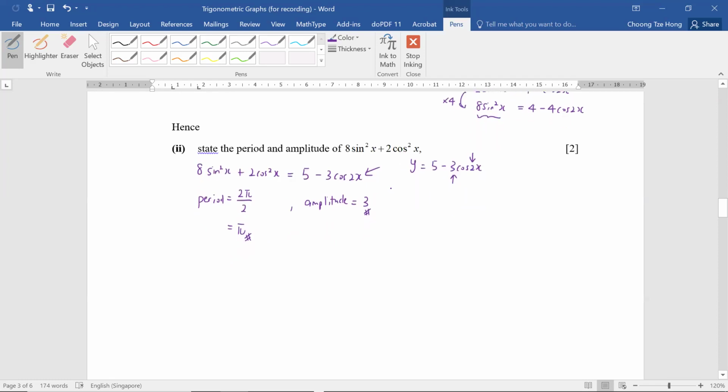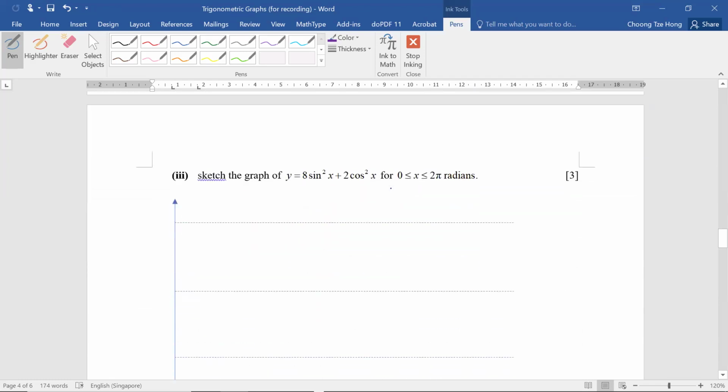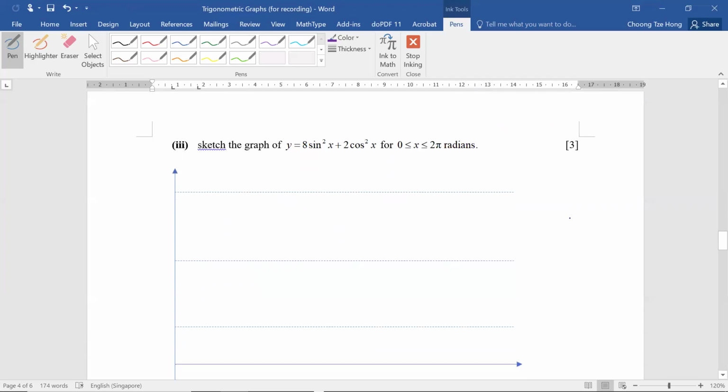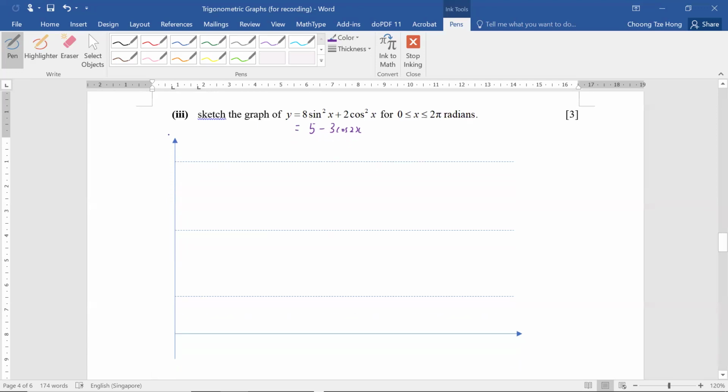All right. So the next part, they ask you to sketch the graph for y equals to 8 sine squared x plus 2 cosine squared x. So we have already expressed this as 5 minus 3 cosine 2x. So in other words, they want us to sketch this graph, y equals to 5 minus 3 cosine 2x. The method that I always use to sketch a graph is I always set up the vertical shift or the center point, and then after that, set up the minimum point and the maximum point.